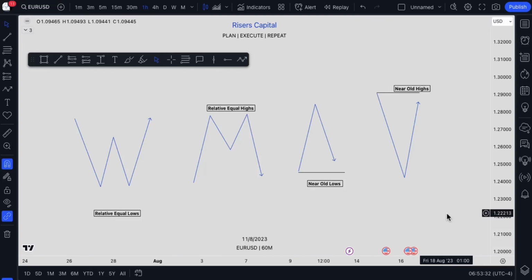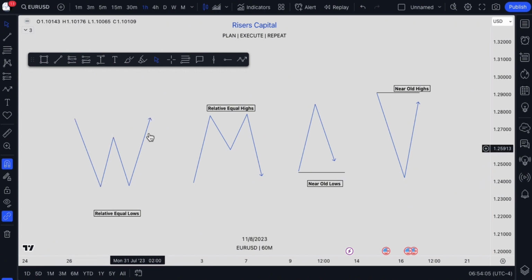Today I'm going to be speaking about obvious draws on liquidity you can find in your charts. I'm only speaking about the obvious draws on liquidity, so it's obvious to you where to find them, and you know they will definitely get liquidated. So these are relative equal lows, relative equal highs, near old lows, near old highs, etc. I've made it obvious draws on liquidity so it's easy for you to take trades and have an alignment to that liquidity.